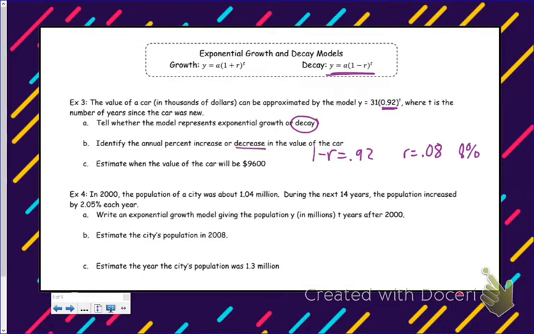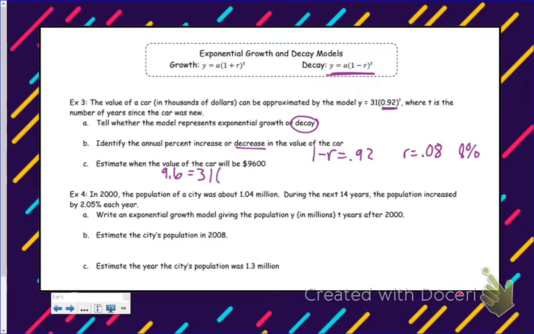The last thing is we're going to estimate when the value of the car will be $9,600. So the first thing we need to determine, 9,600, is that going to replace y or is that going to replace t? That is going to replace y. We also need to be careful that it says that the value of the car is listed in thousands of dollars. So we're not going to use 9,600, we're actually going to use 9.6, because 9.6 in terms of thousands of dollars would be 9,600.